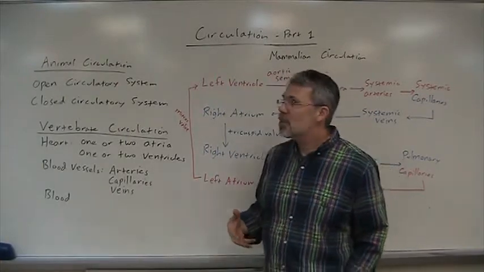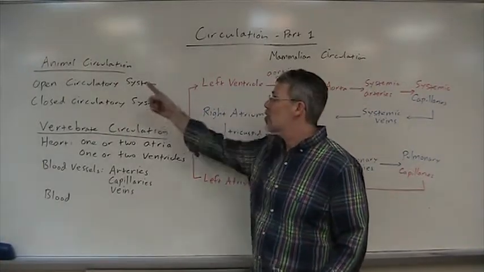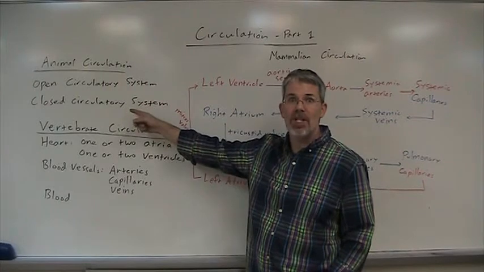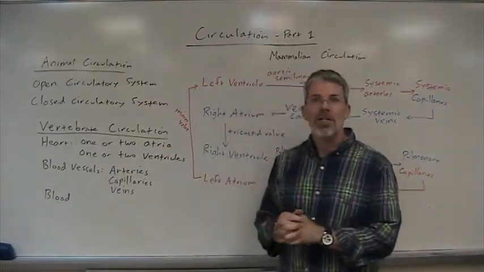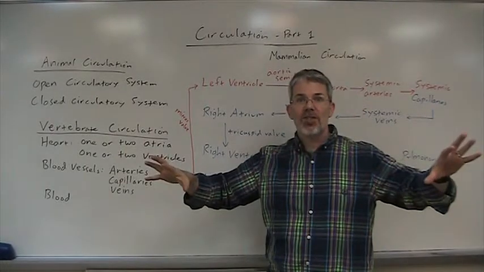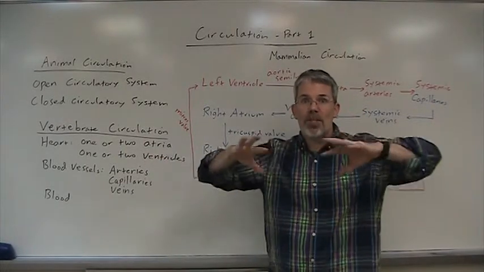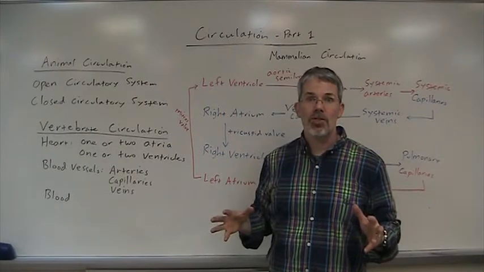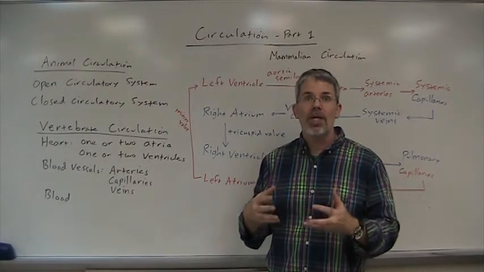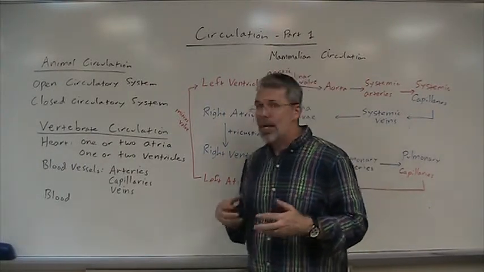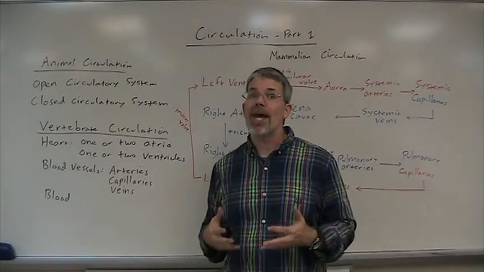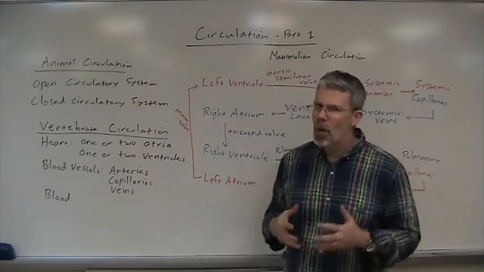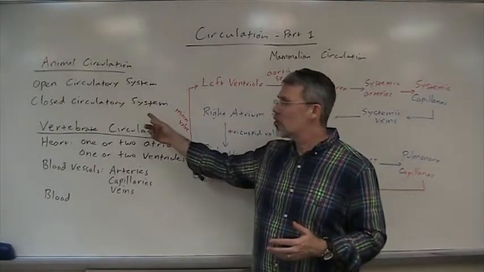Now, among the animals that have circulatory systems, there are two basic designs, open and closed. An open circulatory system is the heart and open-ended vessels where the blood or fluid comes in direct contact with the tissues and then comes back through little pores in the heart. Animals that have an open circulatory system include the arthropods and most of the mollusks. But we don't have that. We have a closed circulatory system.